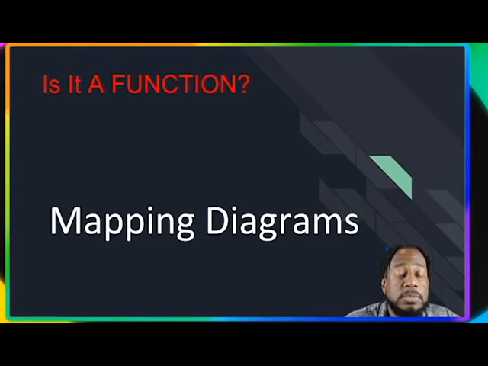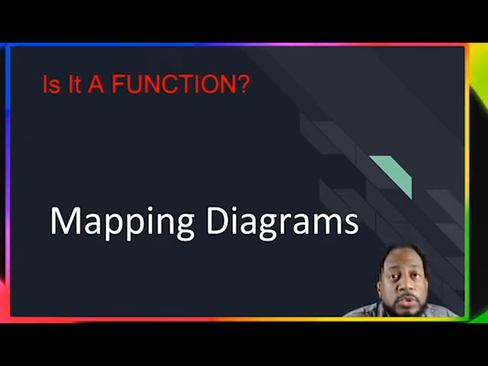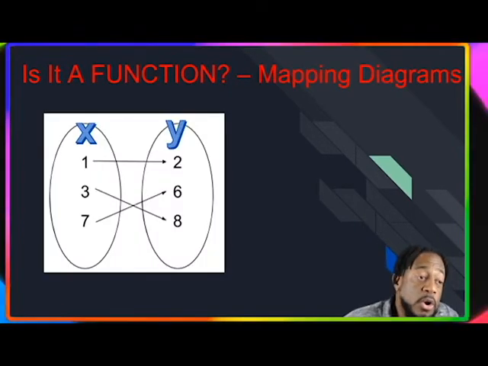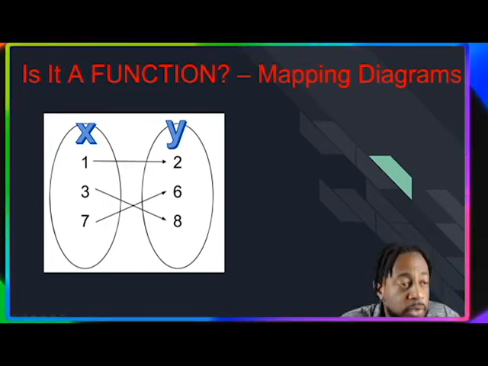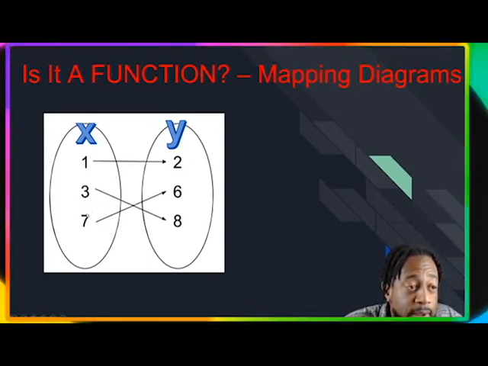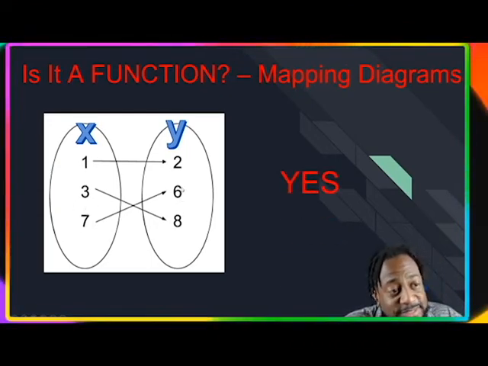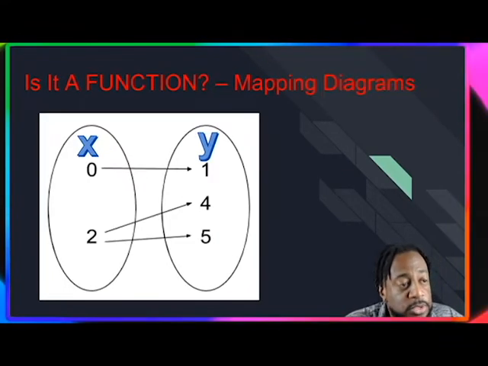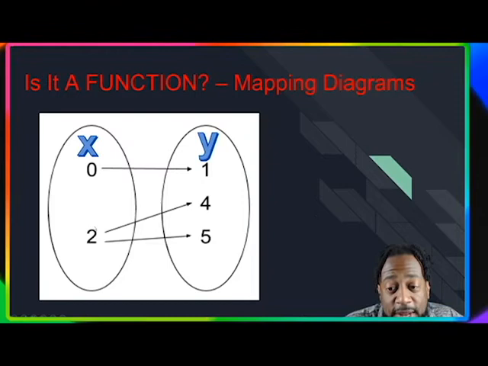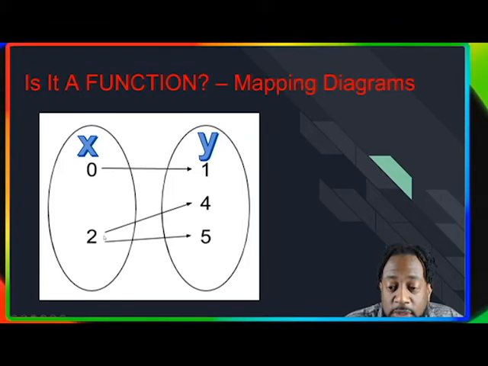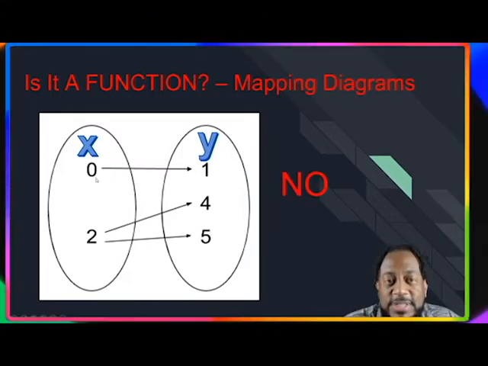Now let's get into some examples. Mapping diagrams. Let's do them first, because you see these all around. You see x, you see y. It's all the x values right here paired with one y value, and we say yes. Now let's go to another one. It's all the x values over here paired with one y value. Oh, 2 has 2, not 1. 2 has 2. So it's no. Just as simple as that.